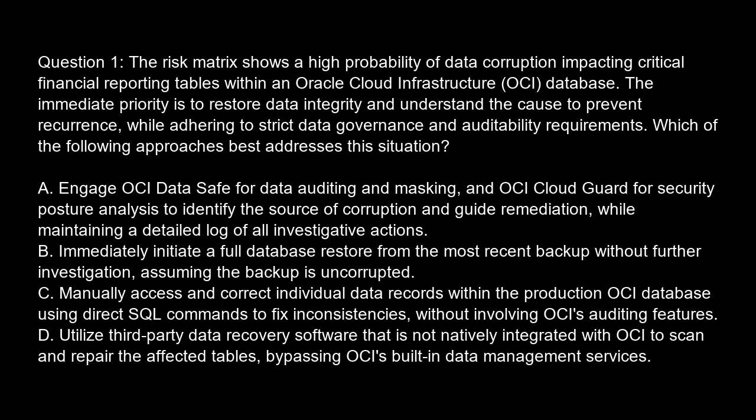Question 1. The risk matrix shows a high probability of data corruption impacting critical financial reporting tables within an Oracle Cloud Infrastructure (OCI) database. The immediate priority is to restore data integrity and understand the cause to prevent recurrence, while adhering to strict data governance and auditability requirements. Which of the following approaches best addresses this situation?